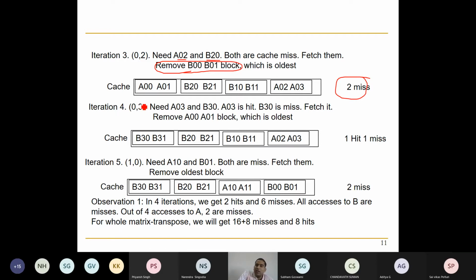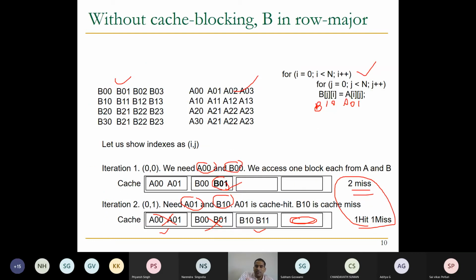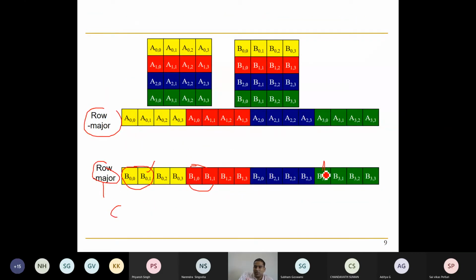Now, finally, the value of J becomes 3. So now I need A03 and B30. Out of them, which one will lead to a hit? Please see whether A03 is there in the cache. Yes, sir. And B30 is not there, right? So out of them, one will lead to a hit, but another will lead to a miss. So fetch it and remove that block which is the oldest. So this block is the oldest, so we'll remove it. We'll fetch B30. And when we fetch B30, what all comes?